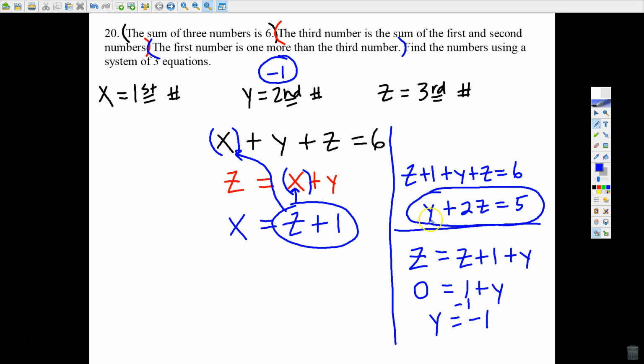Okay, since y is -1, let's plug into this and find z. So I'll give you just a second, and then I'll call on somebody. After you've replaced y with -1, what is z?